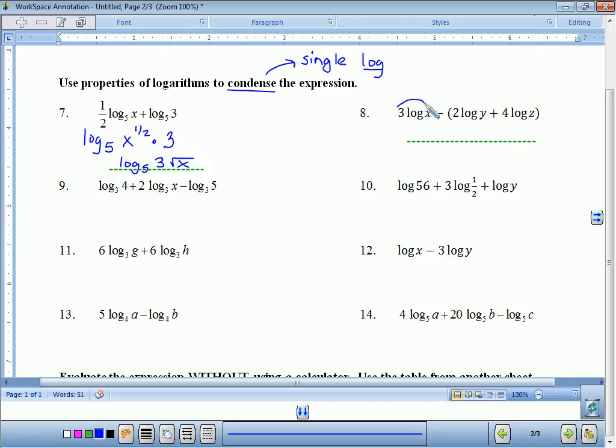All right, this 3 becomes an exponent. So it's log of x to the 3rd. This minus tells me that everything that follows is in the denominator. We're dividing. So everything that follows this minus goes in the denominator. So this 2 becomes an exponent, so there's a y squared in the denominator. And that 4 becomes an exponent, so it's times z to the 4th. So it's log of x cubed divided by y squared z to the 4th.